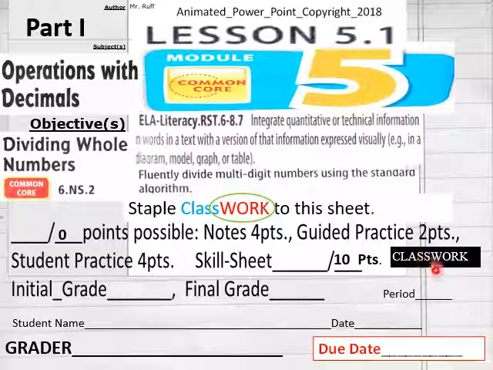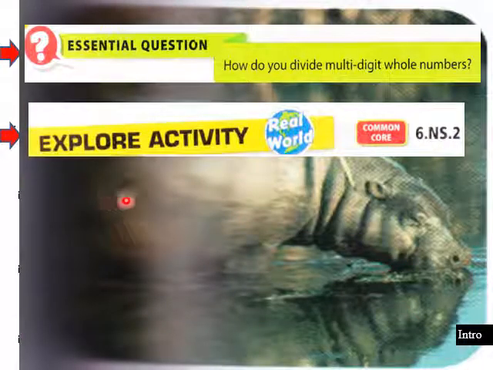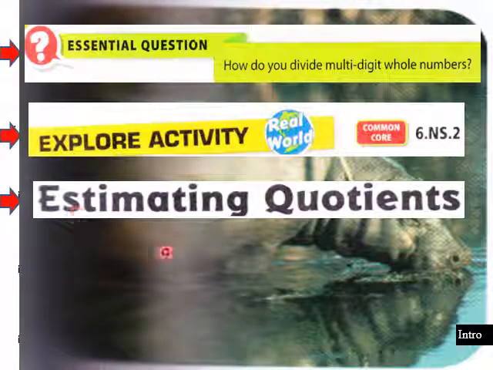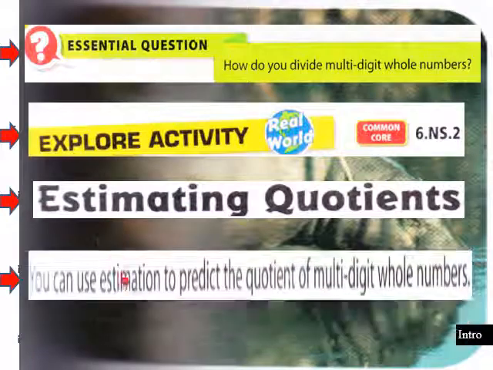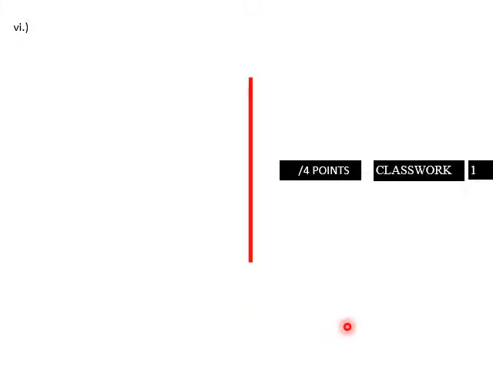Now we can get into the classwork proper. We have 10 points in this section of classwork, 0 points of note-taking. This will not be the reading startup. This will be the actual lesson part of this division lesson, estimating quotients. You can use estimation to predict the quotient of multi-digit numbers.